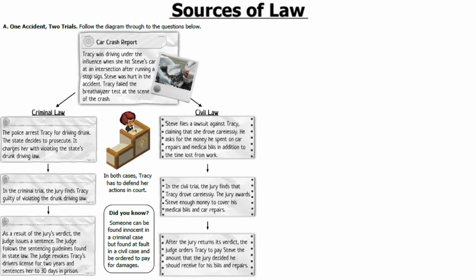Okay, let's take a look at what we have for our sources of law review activities. So this first one talks about 1 accident, 2 trials. Follow the diagram through the questions below. For both, we start in the same place. Tracy was driving under the influence when she hit Steve's car at an intersection after running a stop sign. Steve was hurt in the accident. Tracy failed the breathalyzer test at the scene of the crash.